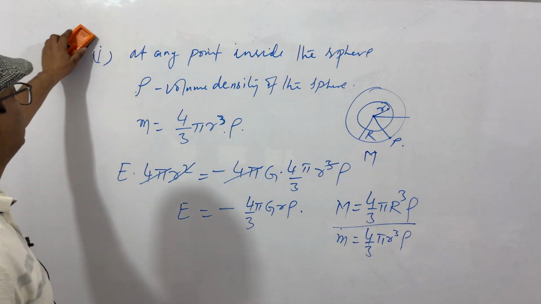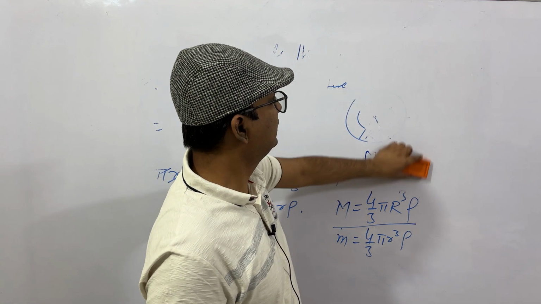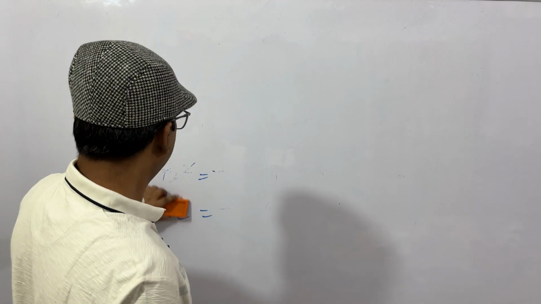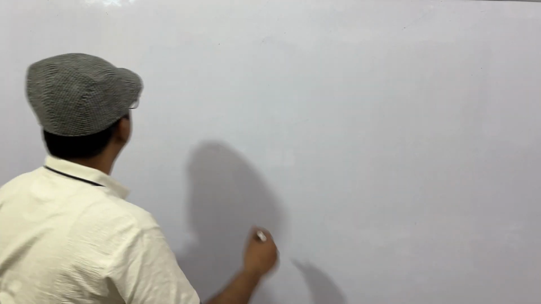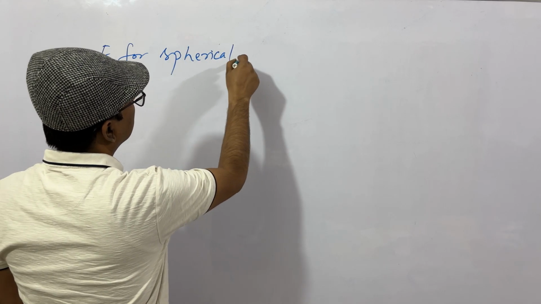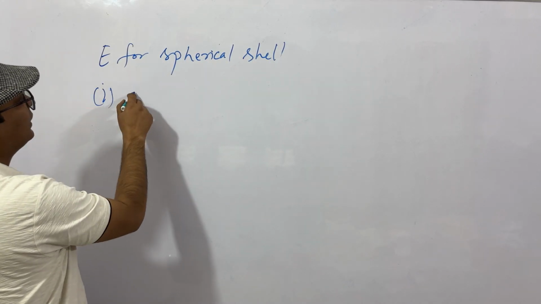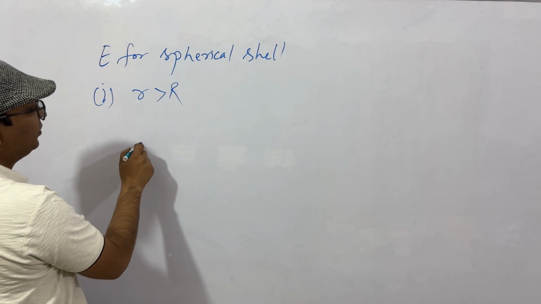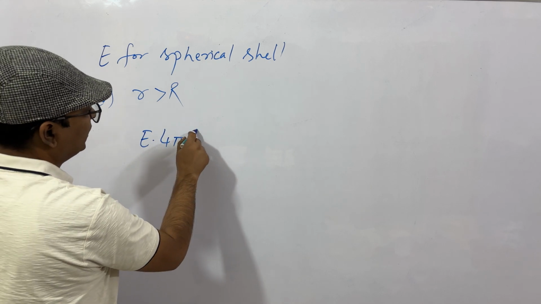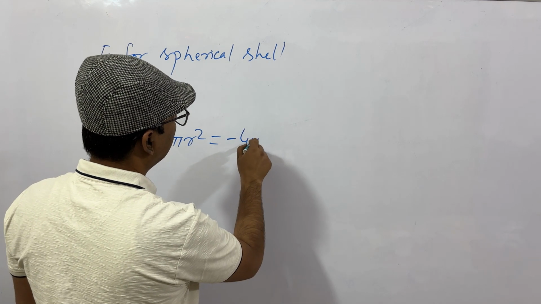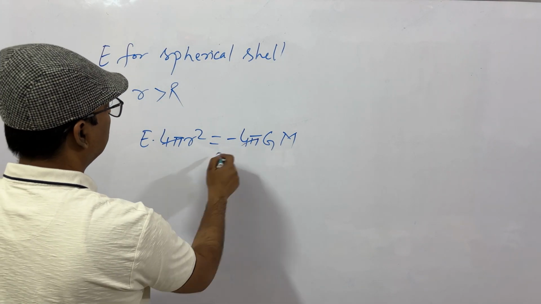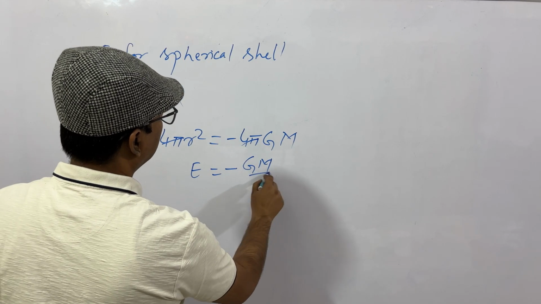Now let's see the same values for a spherical shell, that is not a solid sphere. For a spherical shell, first at some point small r that is greater than capital R, the surface integral E dS will be E into 4 pi r square, and the total will be minus 4 pi G into the mass m. So from here what you get is the same, that is minus G m by r square.